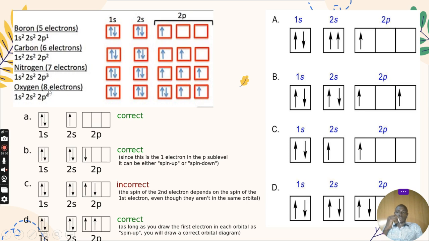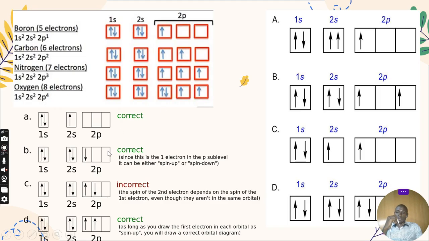And then oxygen, 8 electrons. This is the electronic configuration. 2 electrons with opposite spins, 2 electrons with opposite spins, 3 electrons pointing in the same direction, and 1 pointing in the opposite direction as they pair up. So take note, that is very important.